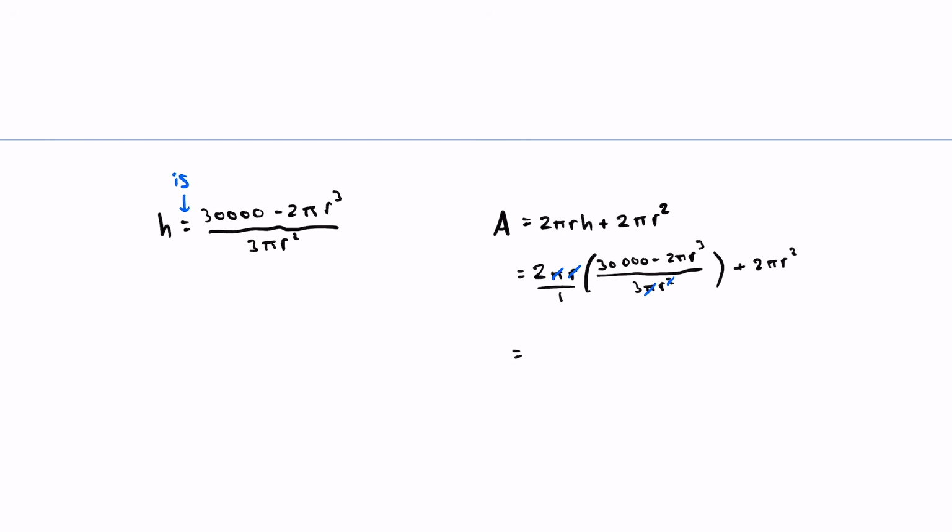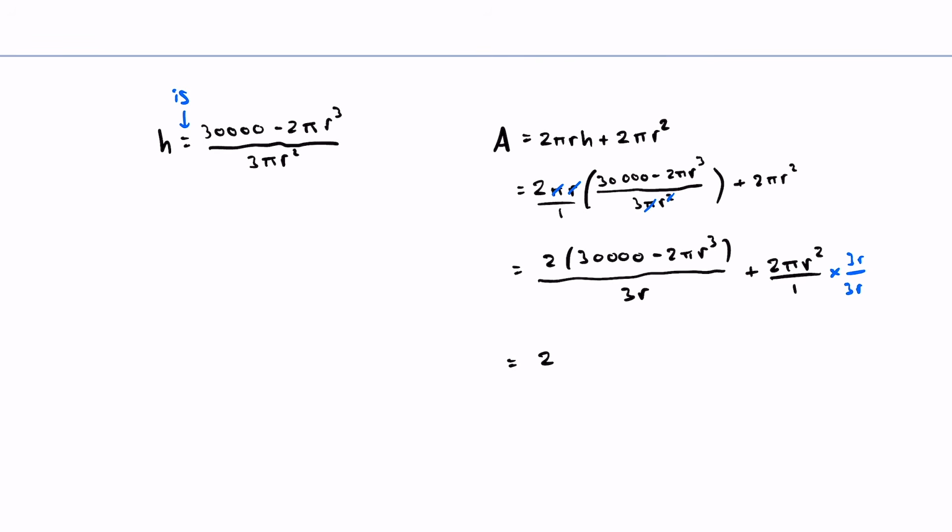So writing this out, we have 2 times 30,000 minus 2 pi r cubed. And on the bottom we have 1 times 3 times r, which is just going to be 3r. And then we have 2 pi r squared. We have a fraction here, but we don't have a fraction here. Let's make it into a fraction by writing it out over 1. Now we see we don't have the same denominators. Let's create a common denominator here by multiplying both the top and the bottom by 3r. All right. Now, let's rewrite this.